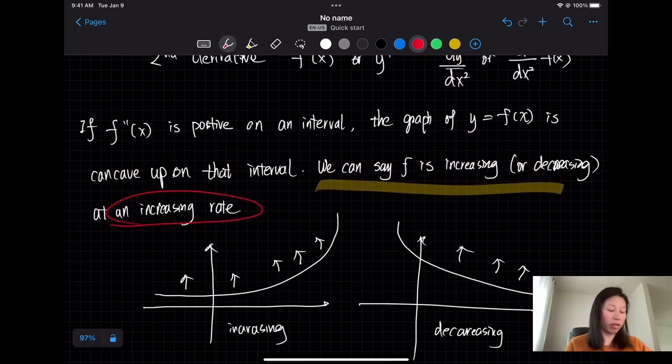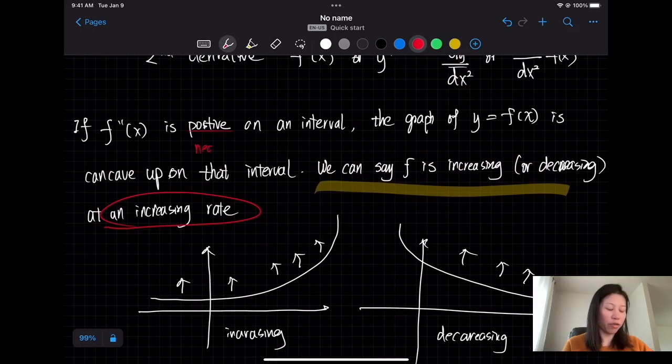Okay, so similarly, if the second derivative is negative on a certain interval, that means the graph is going to be concave down. We can say a function is increasing or decreasing at a decreasing rate. So that's similar, just opposite.